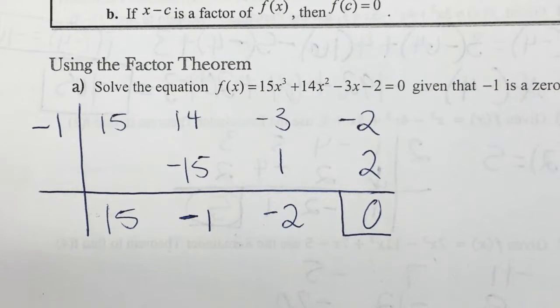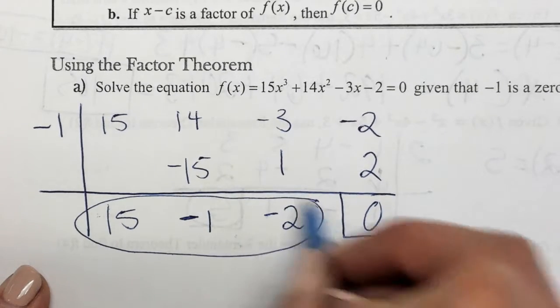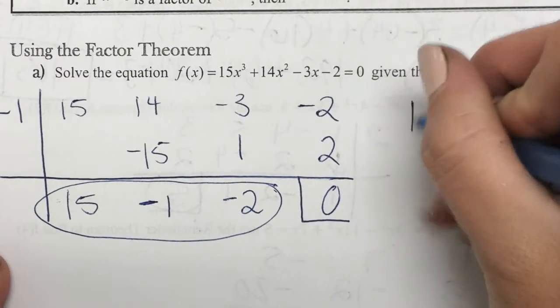We know it's a factor, right? But that's only one of its zeros. This polynomial has more than one 0. We just know one of them. They give it to us. To find the other ones, go ahead and write this answer out like we were doing on Monday. Tell me how to write that.